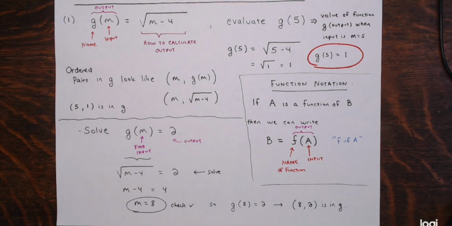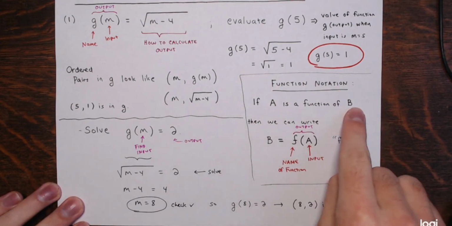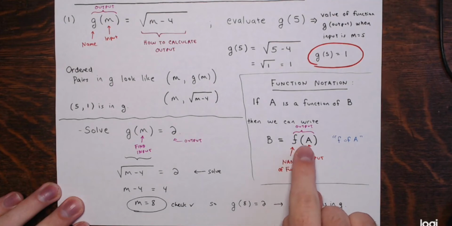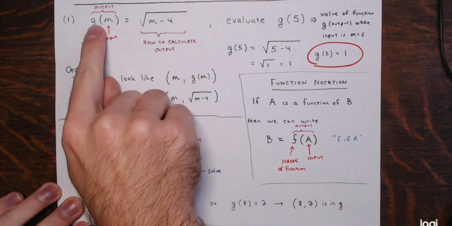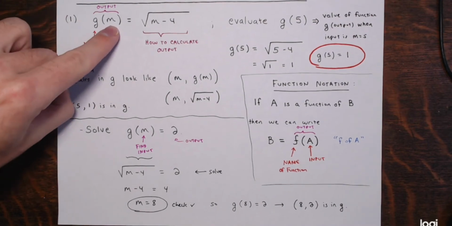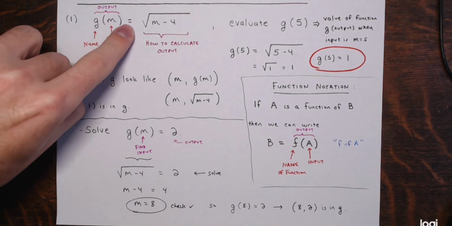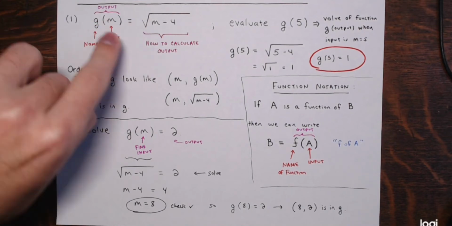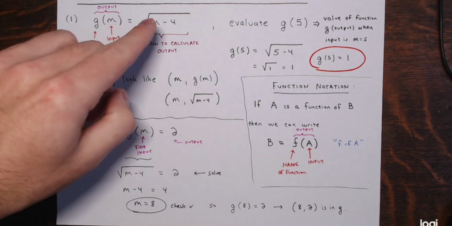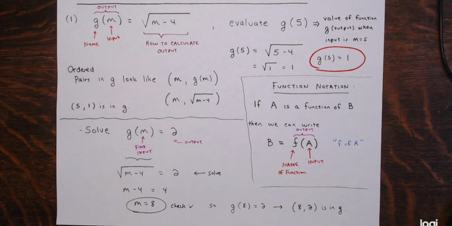Wonderful. A lot of stuff there that's pretty cluttered. Just remember function notation here. If a is a function of b, you should be able to write b as an expression with a: f of a, the name of the function, and then in parentheses the variable for the input. The entire thing, g of m, f of a, represents the output. And the other side is also the output, but it shows how to calculate it, given a certain input.